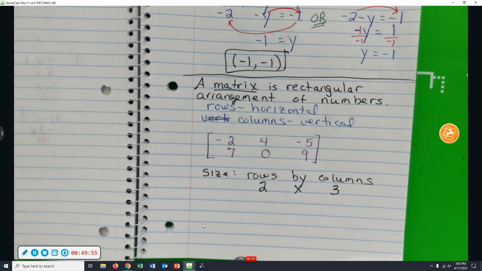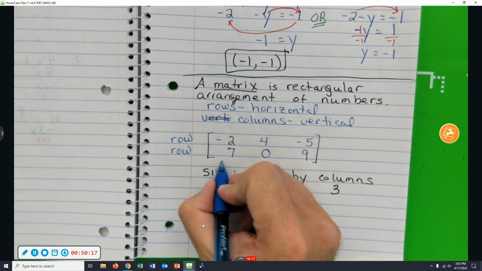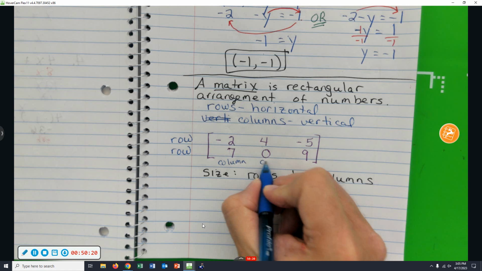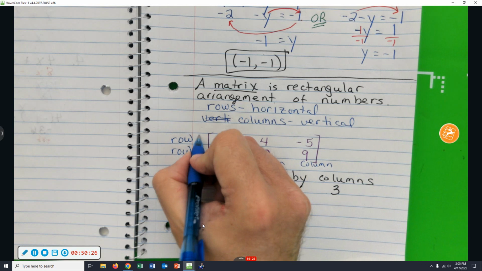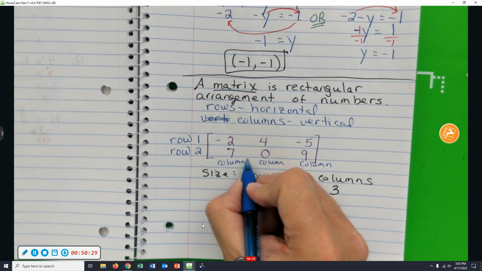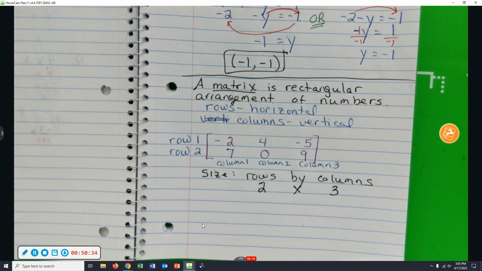You get it? I'm just writing it down so I don't forget. Where it says -2 and 7, right on the left, I'm writing row, row, and then on the bottom side, I'm writing column, column, column, so that I know. In fact, I'll be more specific. Row 1, row 2. Column 1, column 2, column 3. Okay, that makes a little sense.